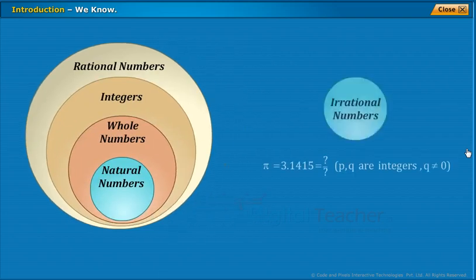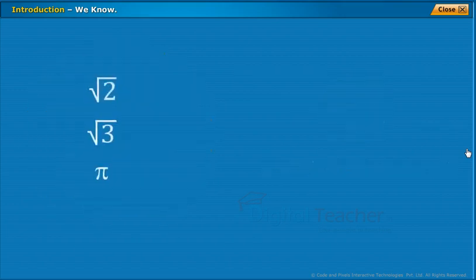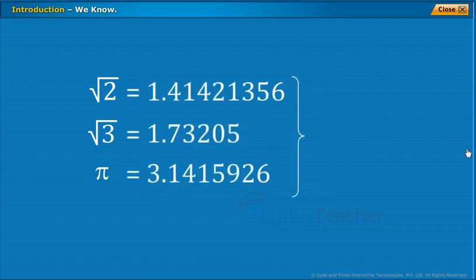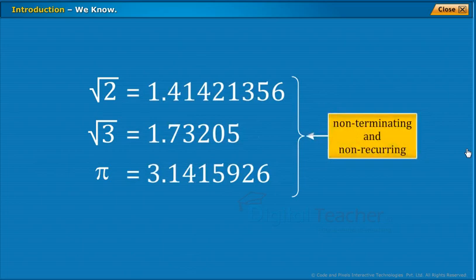We also have irrational numbers, which cannot be expressed in the form p by q, where p, q are integers and q is not equal to 0. Some of these numbers are √2, √3, and mathematical quantities like pi. When these are written as decimals, they are non-terminating and non-recurring.